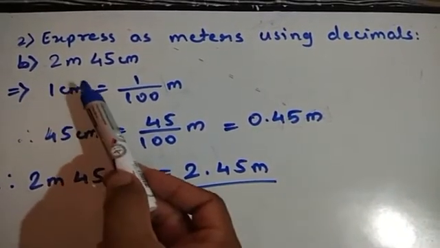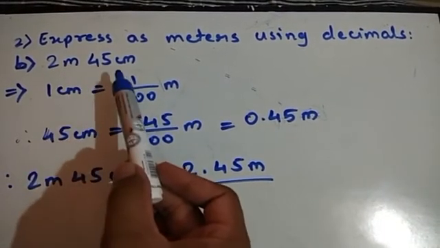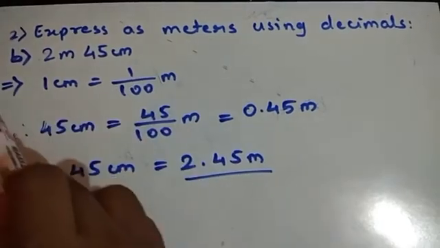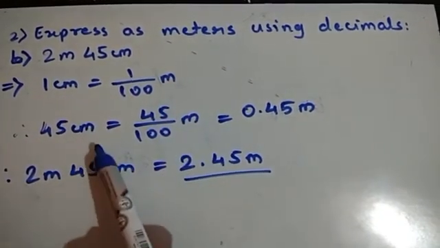That is 2 meter 45 centimeter. This 2 is already in meters. Now only convert this 45 centimeter into the meter. We know that, students, 1 centimeter is equal to 1 upon 100 meter. Therefore 45 centimeter is equal to 45 upon 100.